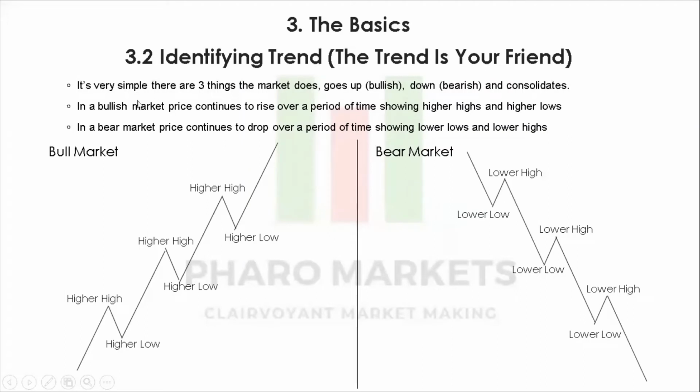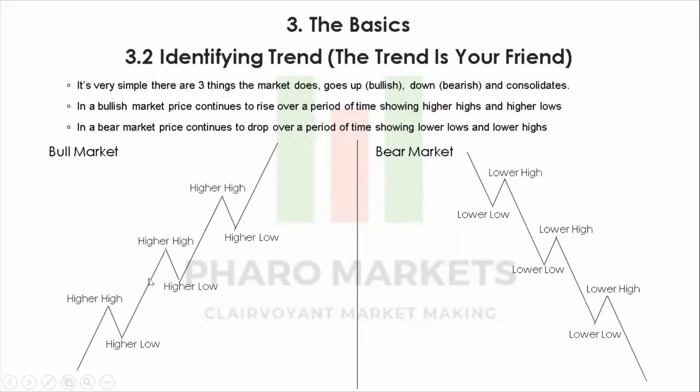So there's three things the market can do. It goes up, bullish; goes down, bearish; or consolidates, which is sideways. In the bullish market, price continues to rise over a period of time, showing higher highs and higher lows, which means a higher high, a higher low. So this is a high, and then a low is formed.